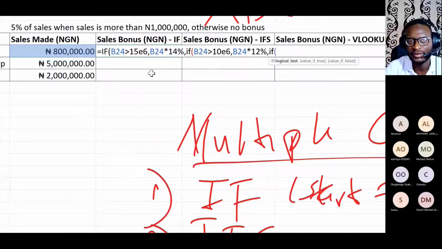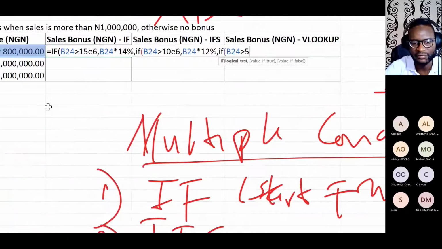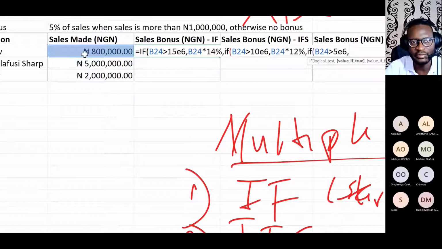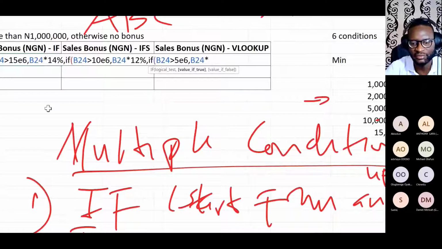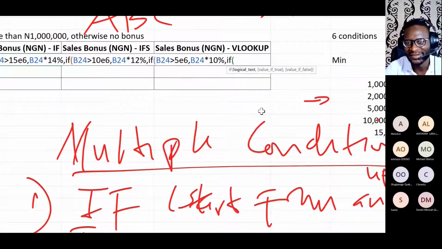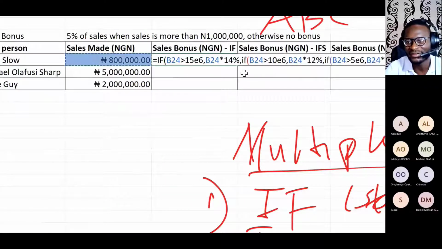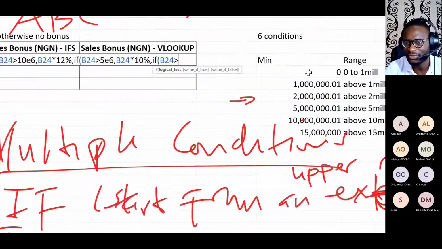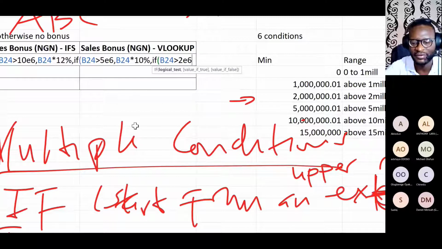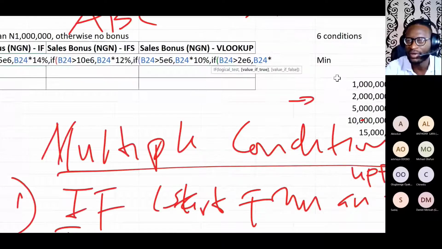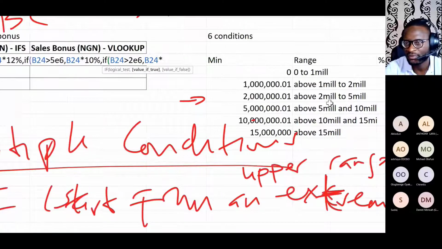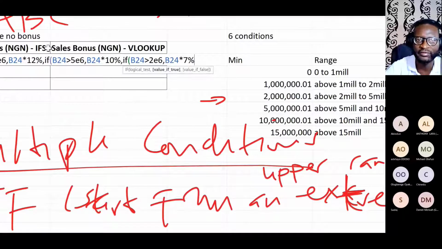if. So you see how the ifs are getting more, right? If it's greater than 5 million, 5 is 6, right? If you take what the person did, it should multiply it by what percentage now? That should be 10%, right? Comma, another if. If it's greater than what now? 2 million, 2 is 6, right? If you take what he has done, you should multiply it by 7%, right?